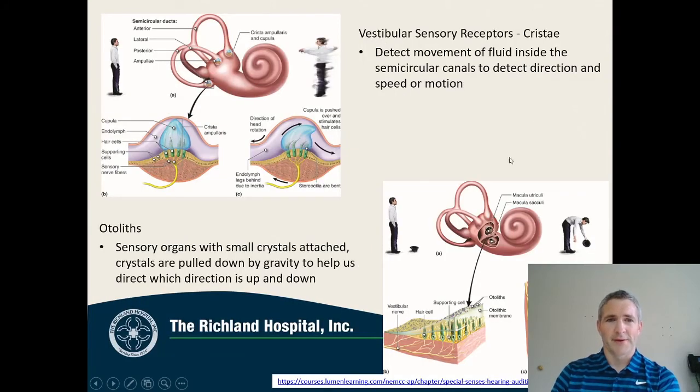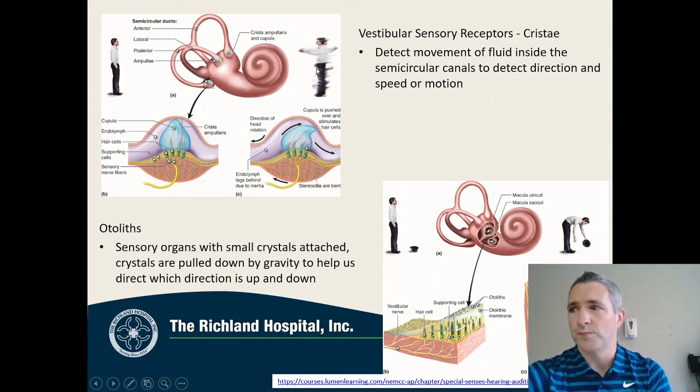Okay, so I'm going to break down the vestibular system a little bit more. I talked about the semicircular ducts, and you can see there's three. They're all oriented about 90 degrees to one another, so that when we turn our head in the three different directions, we can detect those movements through these different canals.